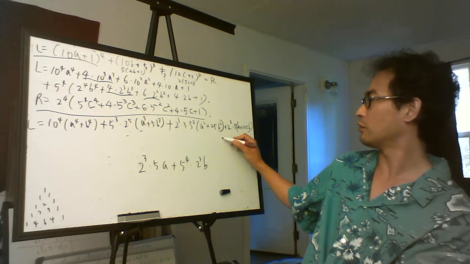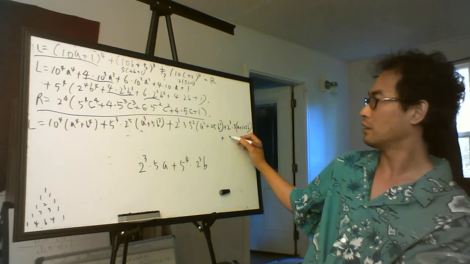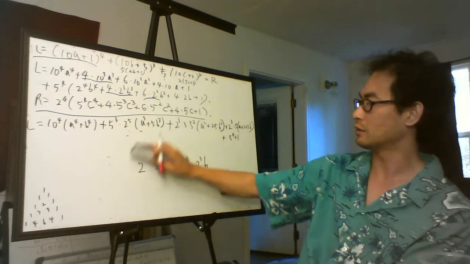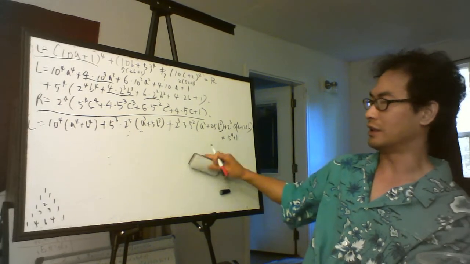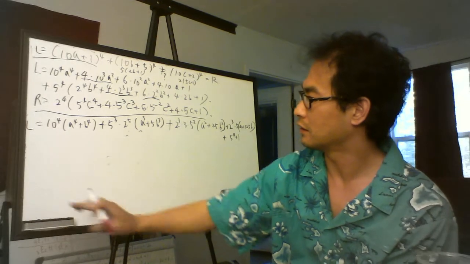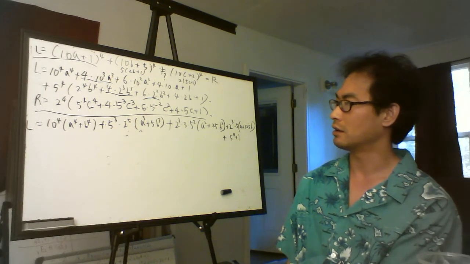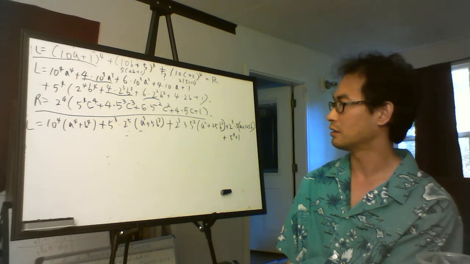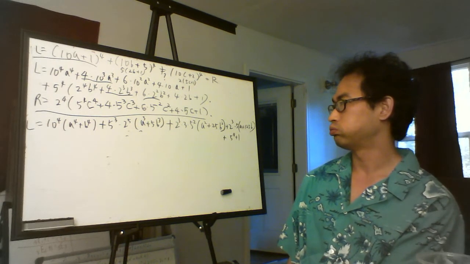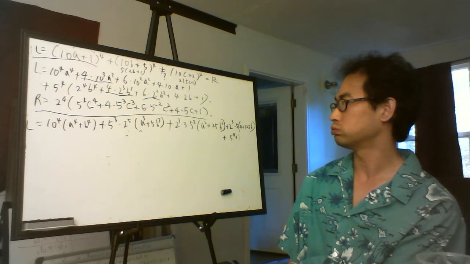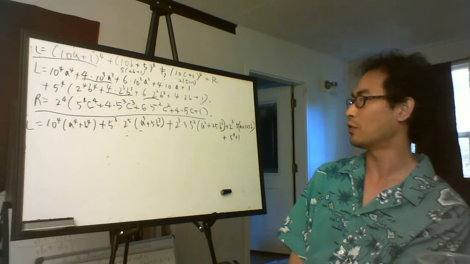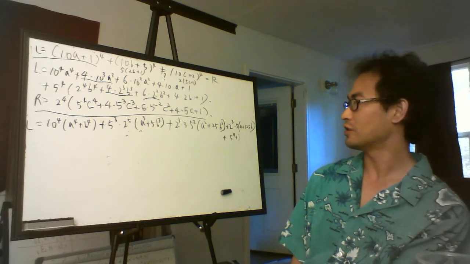Oh, well, we have a constant term, right? 5 to the fourth plus 1. Okay, so that's the left hand side. So ugly. Right hand side, we cannot simplify this anymore, right? So we just have to work with this.